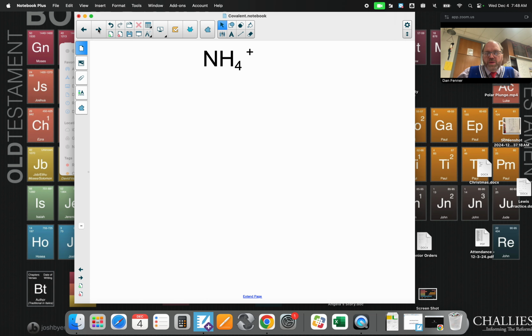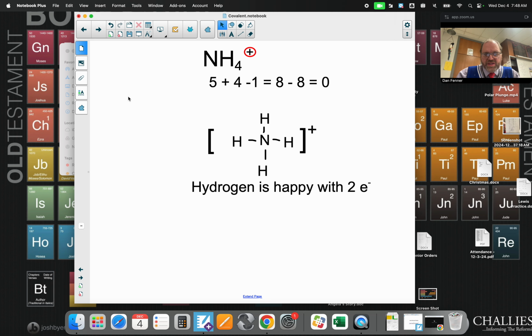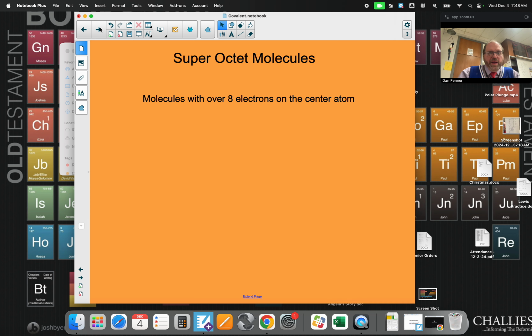We can also go the other way. One of a few polyatomics are positive, we call cations. So we have 5 and 4, but it's -1 because of the positive charge. So we subtract 1 electron away. So we have 8 electrons around. Nitrogen and hydrogens around. 2 electrons to bond up. 2 times 4, that's 8 electrons. But remember, this is charged. So you need brackets and positive. Remember, hydrogen is happy with 2 electrons. We're good to go.